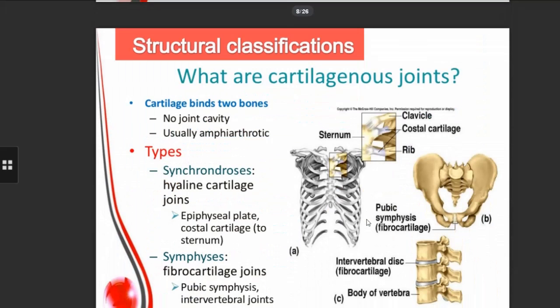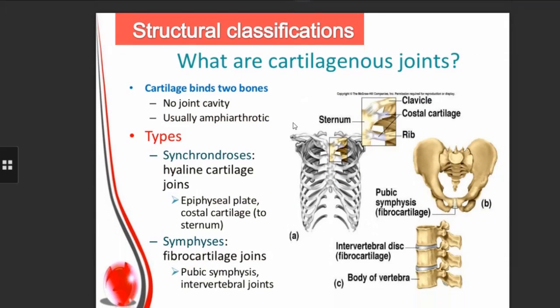The structural classification, again we are continuing with that. What are the cartilaginous joints? Second classification. In this joint there is a cartilage that binds between two bones. There is no joint cavity like present in synovial joints. Usually amphiarthrotic, means that they have slight movement.